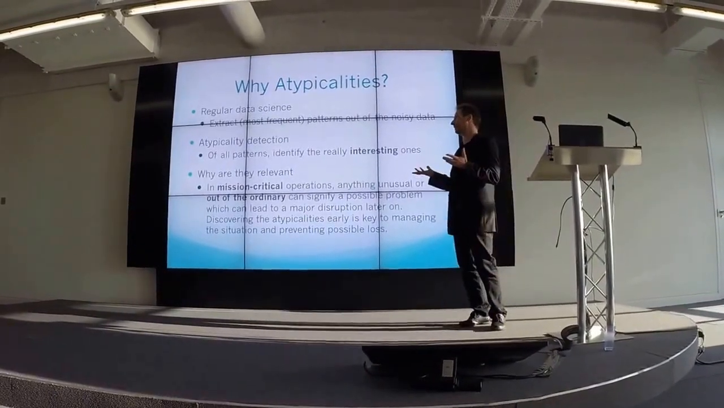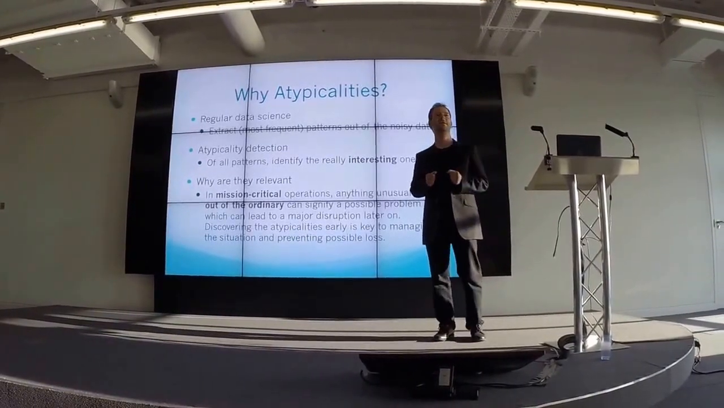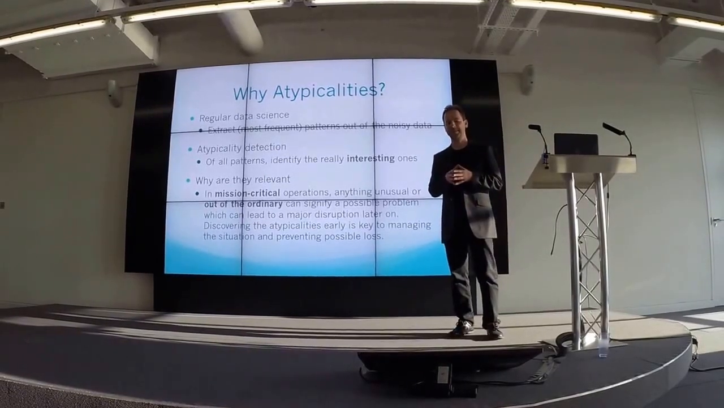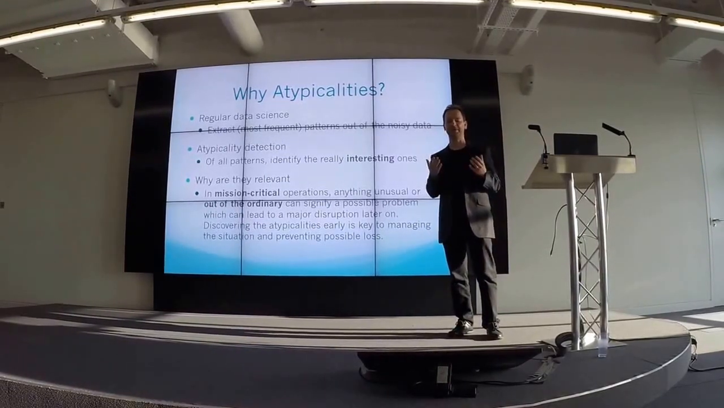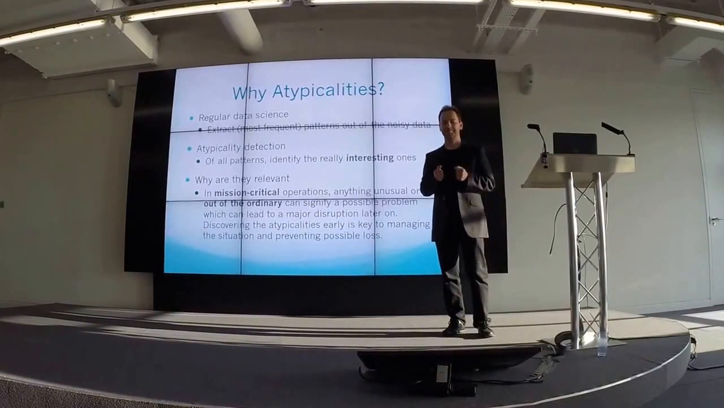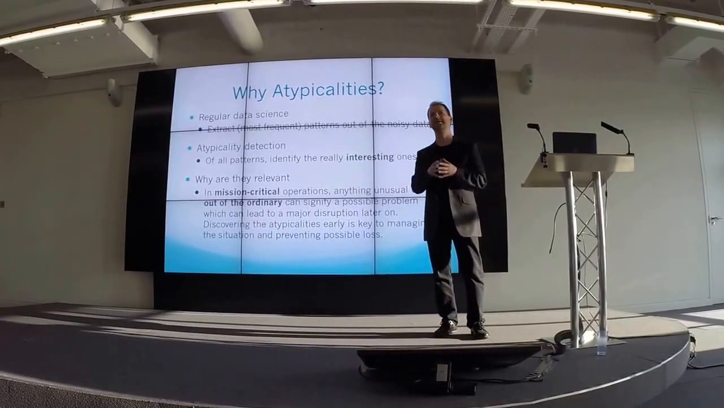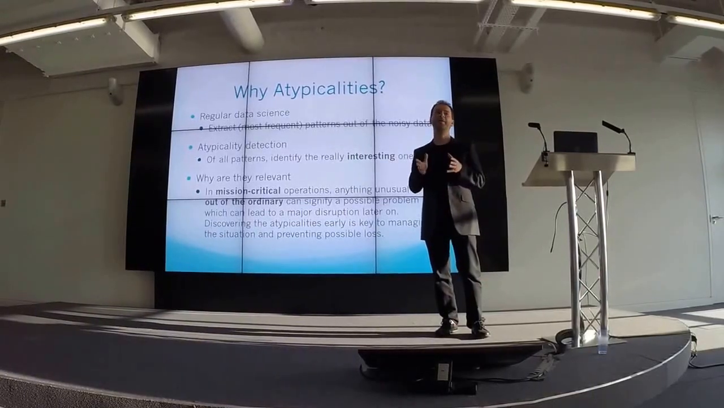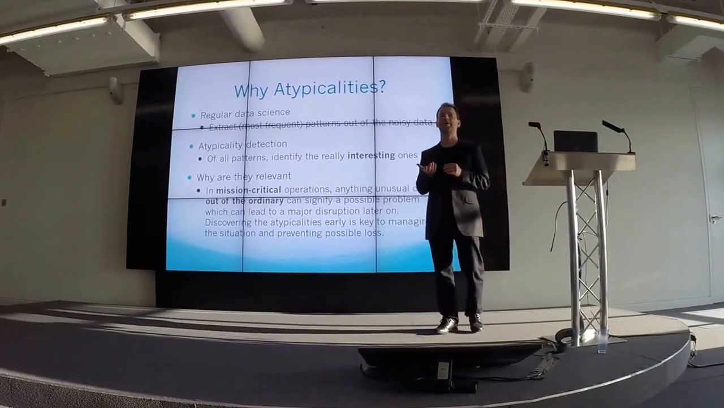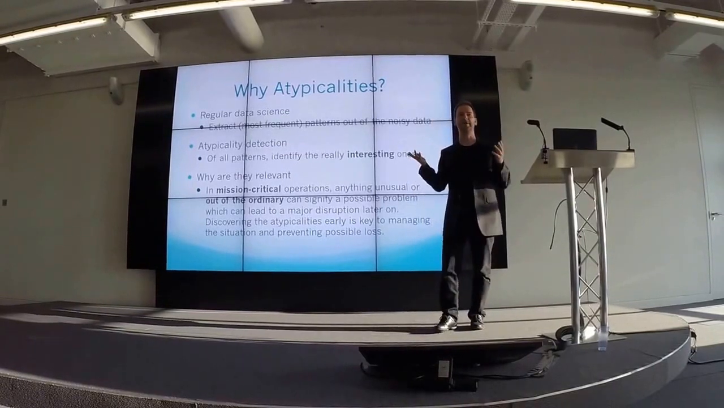Why atypicalities? Most of data science, with the exception of the things that Carlos just showed you before, try to deal with what's the most frequent, more regular patterns in your data. Atypicality detection takes this a little bit one step farther, and it's about, there may be a lot of patterns in your data. Which ones are the ones that are really important to look at? Because you might not have the resources to look at all of them. I mean, we're talking big data.